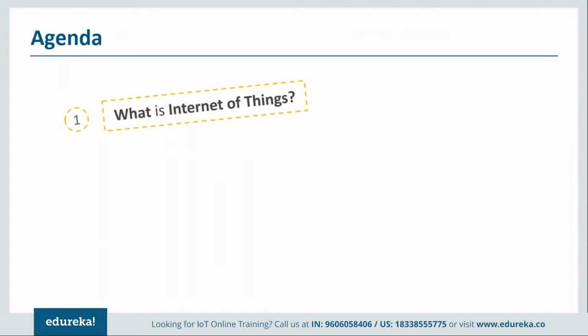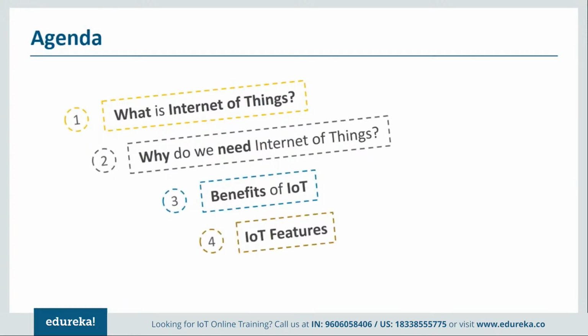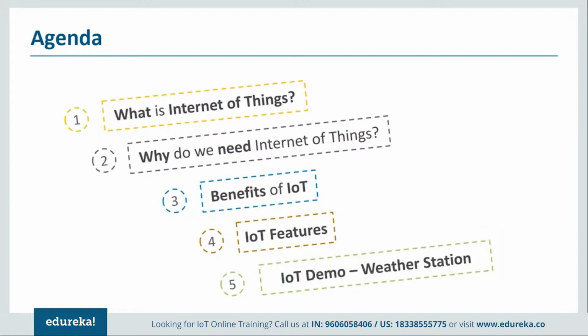Now going on to the agenda for this session, we'll start off by first understanding what is Internet of Things, and then we'll try to address the question why do we need Internet of Things. Going on from there, we'll talk about the various benefits of IoT as well as the various features of IoT. And finally, we'll be moving on to the demo of this session, which is basically creating a weather station using Raspberry Pi. We'll mainly be measuring three things. We'll be checking the temperature of the environment, the pressure, as well as the humidity present. So these are the three things that we'll be measuring using Raspberry Pi and another component known as Sense HAT.